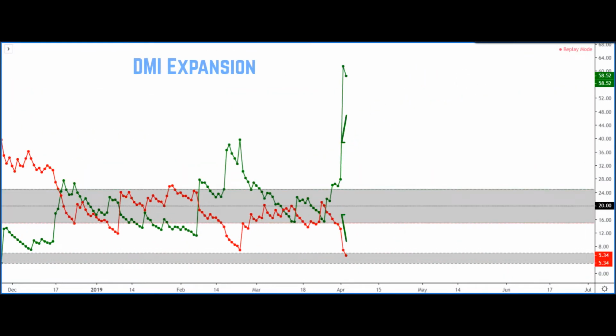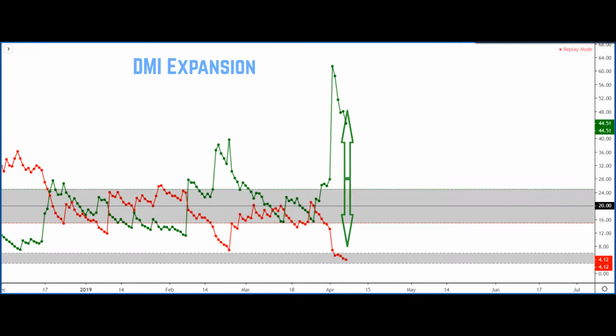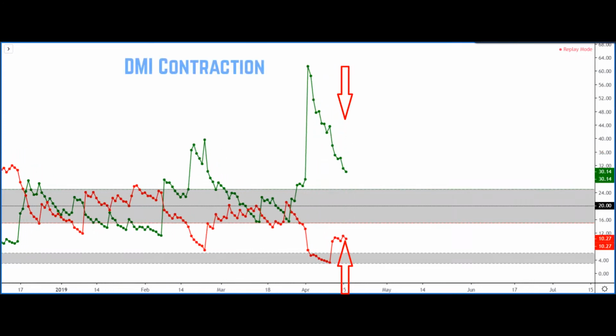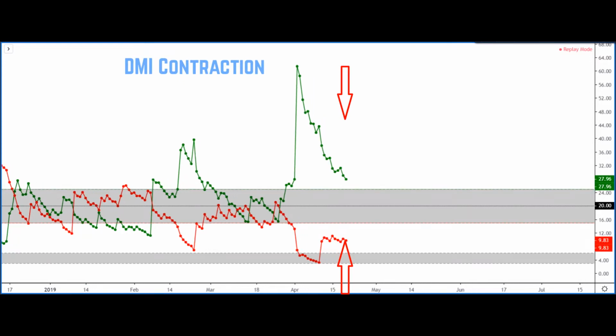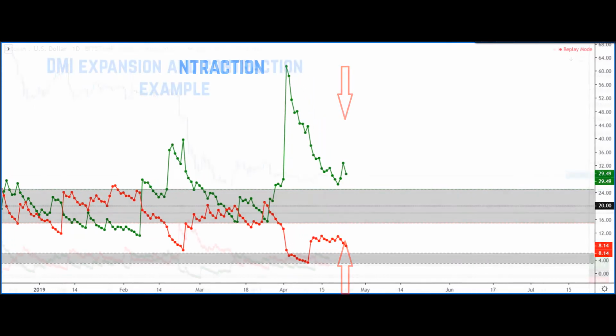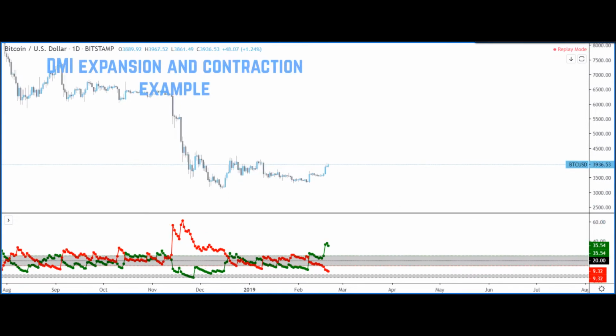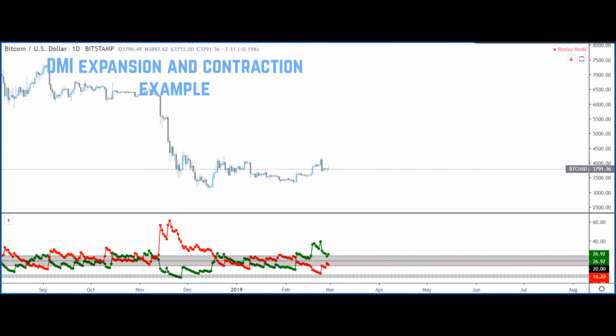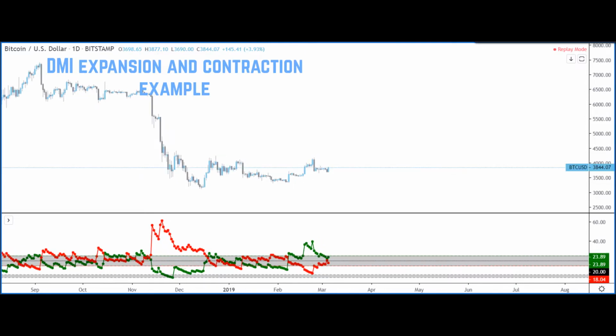Expansion occurs when both the DMIs move away from each other, and conversely, contraction occurs when both the DMIs move towards each other. We are viewing with an example on Bitcoin how the concepts of expansion and contraction can be useful.